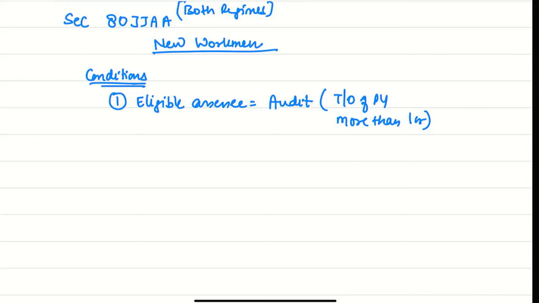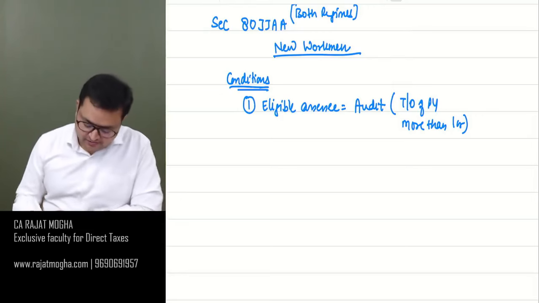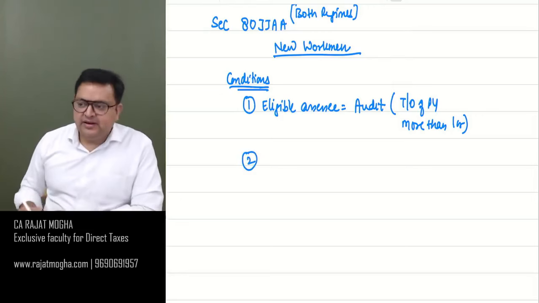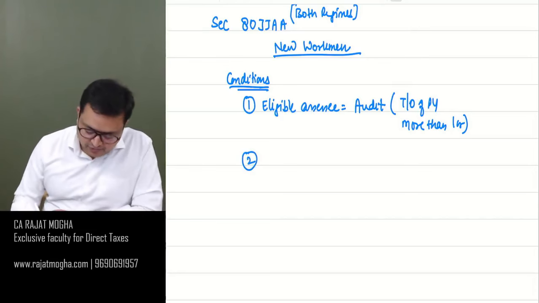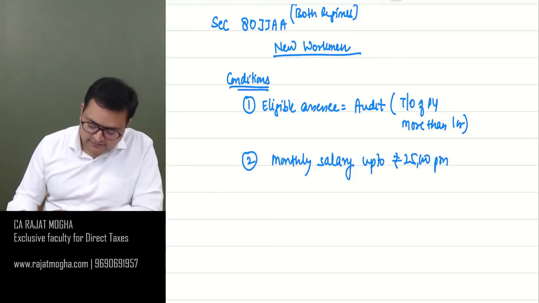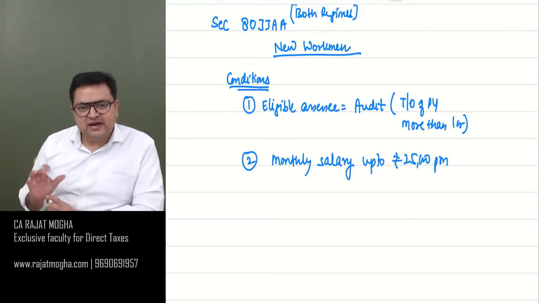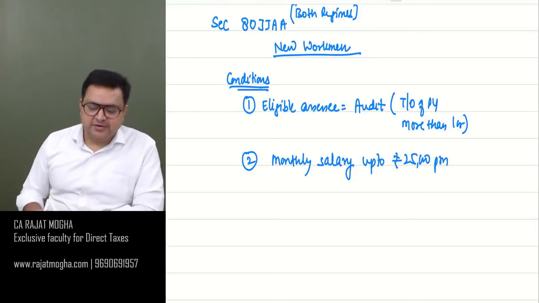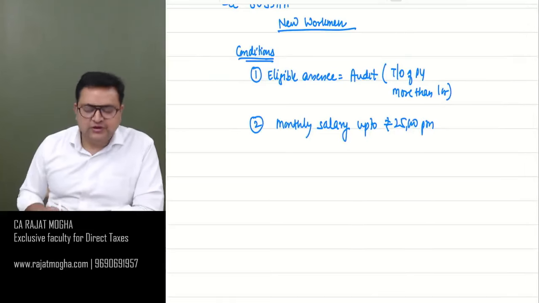Now, what are the main conditions? If you employ new workmen whose monthly salary is up to rupees 25,000 per month, his monthly salary should be up to 25,000 per month only. It should not be more than 25,000.